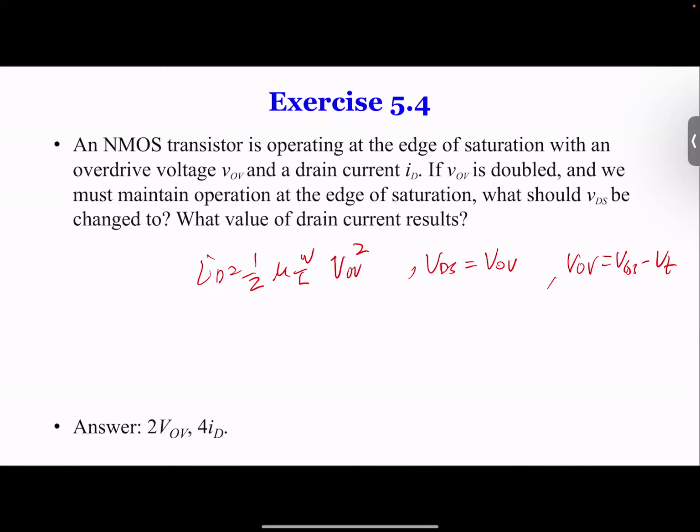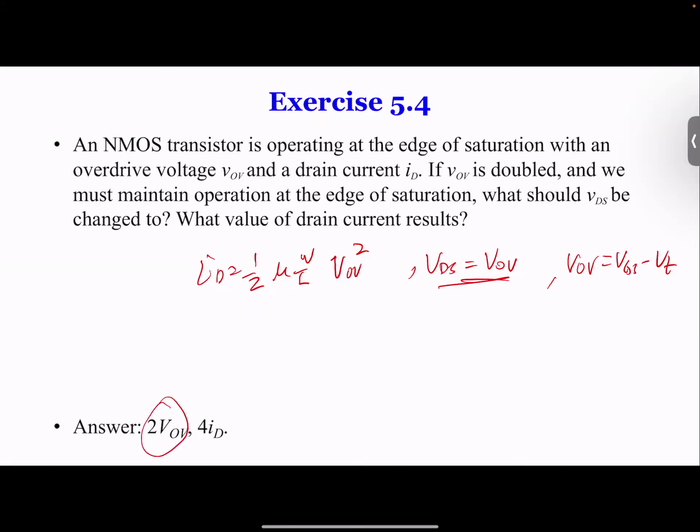So the equation says that if VOV is doubled, what should VDS be designed to so that your system will still maintain at the edge? Because VDS has to be the same as VOV in order to be at the edge, if VOV doubles, your VDS doubles. Yeah, exactly. So VDS doubles, so that's the equation solution over here.